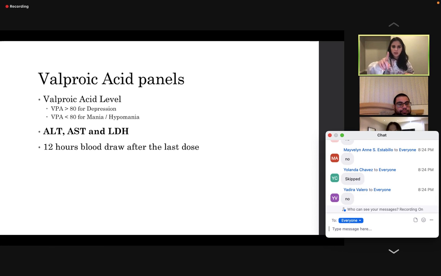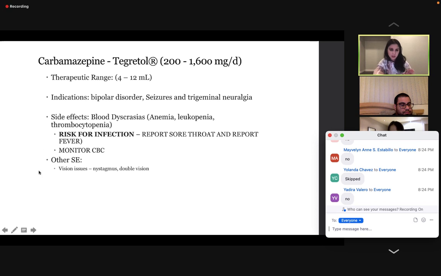So for valproic acid, remember, it beats up your liver. You're going to watch out for your liver labs: ALT, AST, LDH. Okay? The blood draw is the same, a 12-hour blood draw after the last dose. You don't need to know this for my class, but the proctor will know it. We just went over Tegretol.